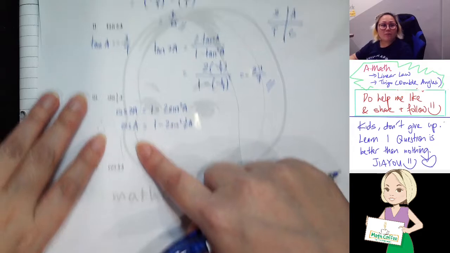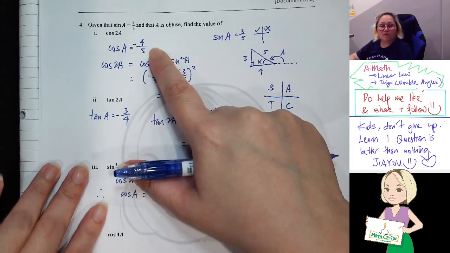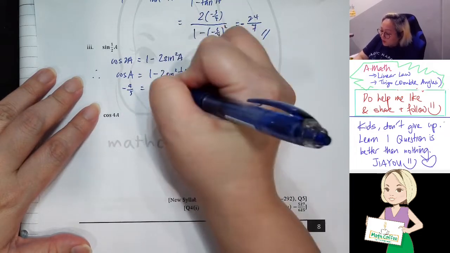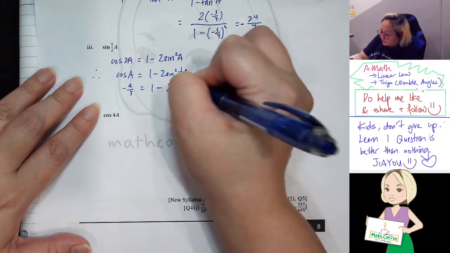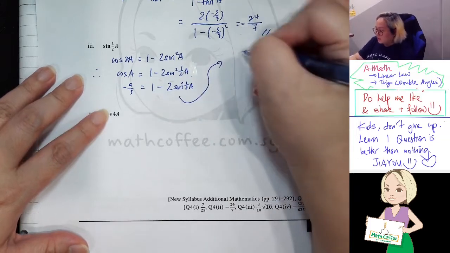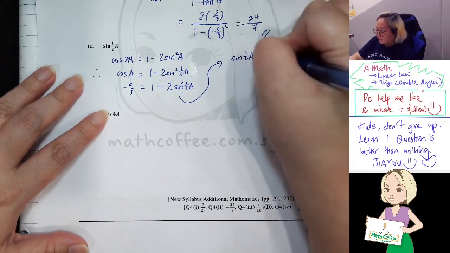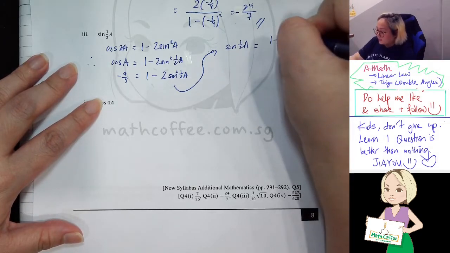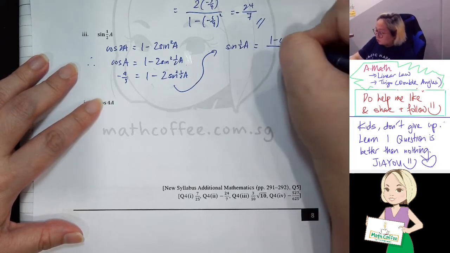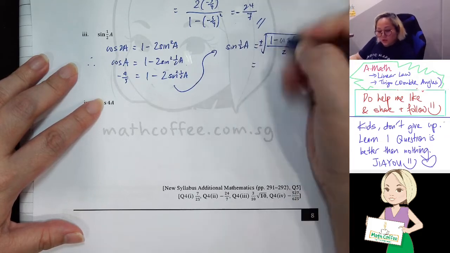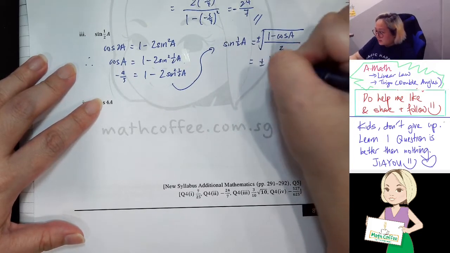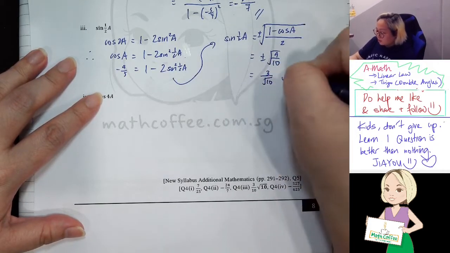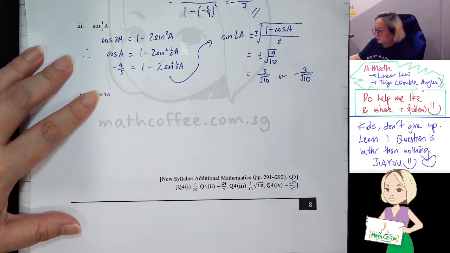And my cosine A, I already found it previously, which is negative 4 over 5. So just put here negative 4 over 5 equals 1 minus 2 sine square half A. So let's continue here. My sine half A, I will shortcut already. It will be the square root of 1 minus cosine A over 2, with the plus minus. So I will end up having plus minus 9 over 10, which is 3 over square root 10 or negative 3 over square root 10.